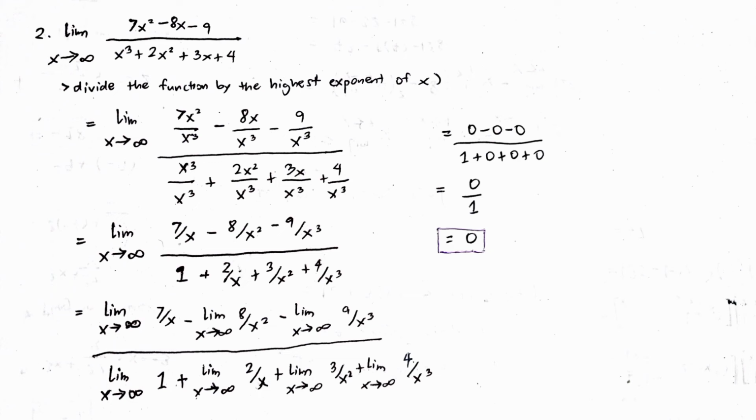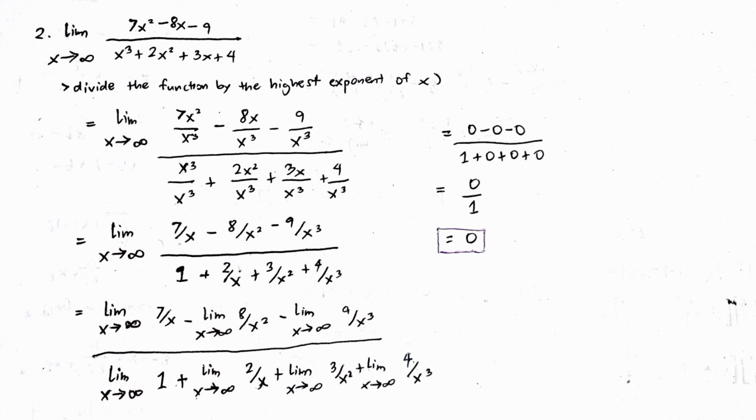Simplifying the function first will give us 7 divided by x minus 8 divided by x squared minus 9 divided by x cubed, all over 1 plus 2 over x plus 3 over x squared plus 4 over x cubed. Let's apply the quotient and the sum theorem to further solve the function.